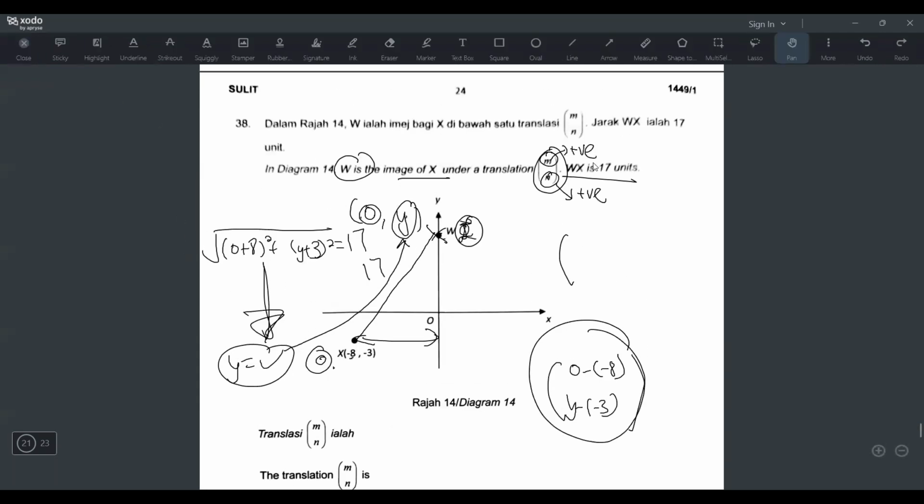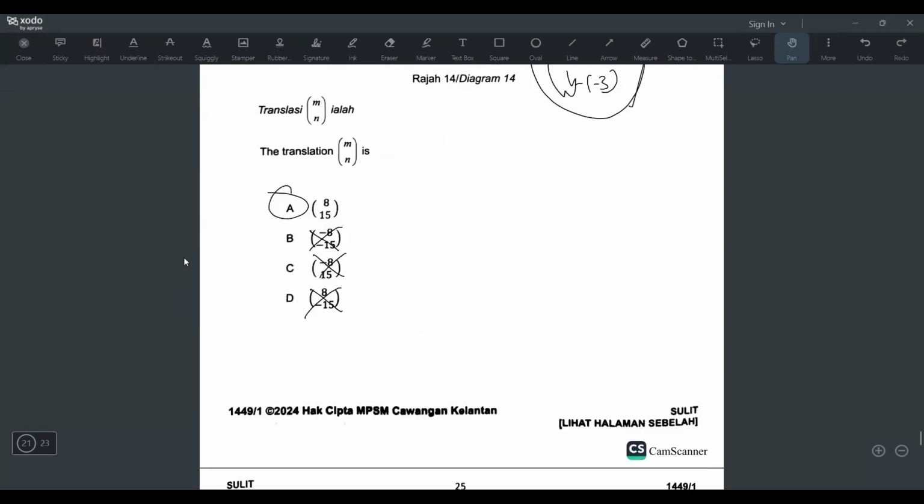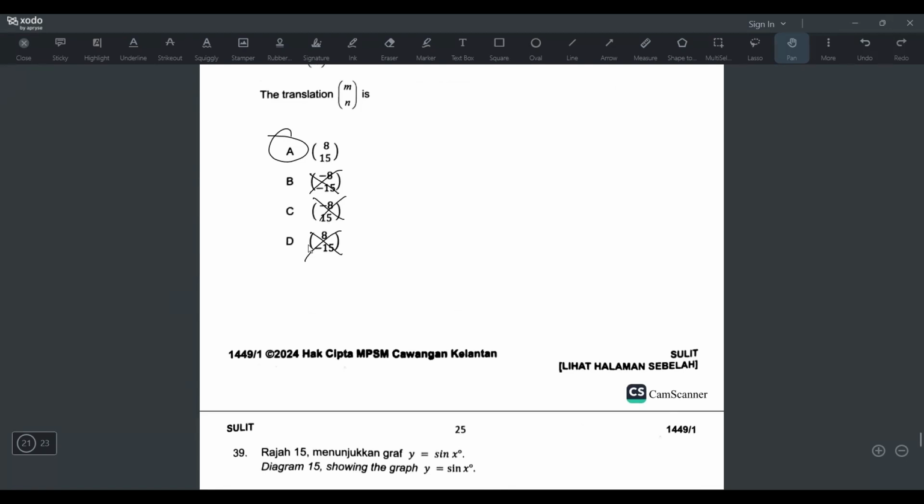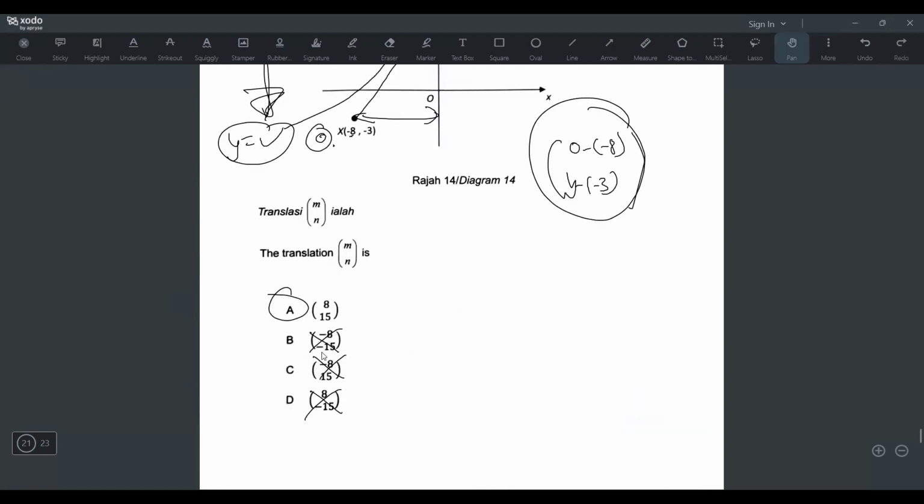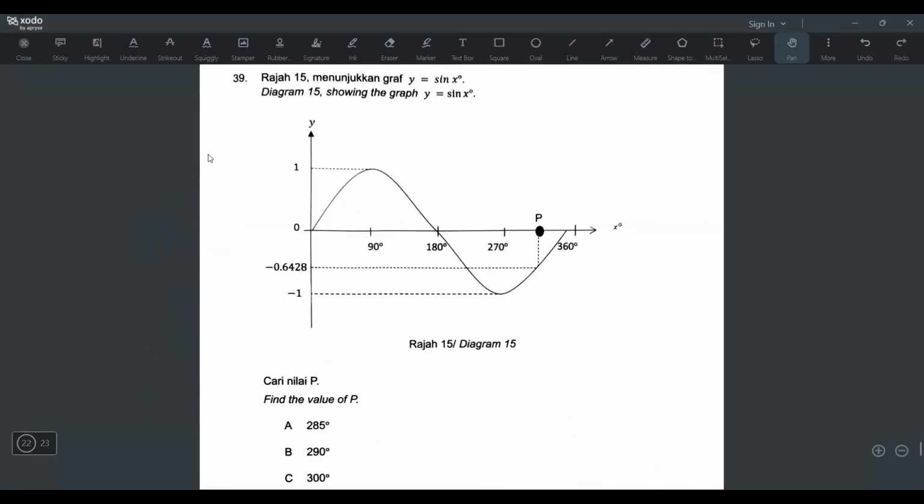Okay? So we can do it fast, because I know the answer so fast because I already know the m and n must be positive. That's why I straight away go to A, B, C, D. I see what got negative one, all I potong, and then I hapuskan jawapan yang confirm salah, then I know the answer. Okay? Okay lah, hope you understand.